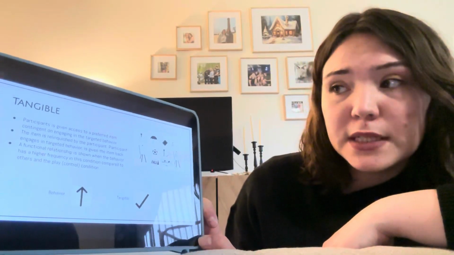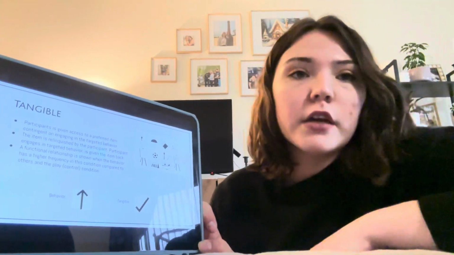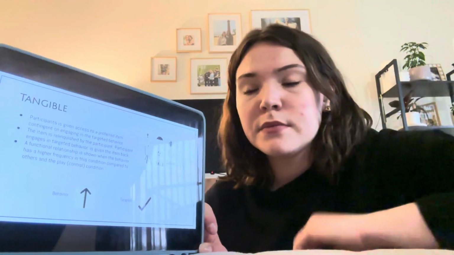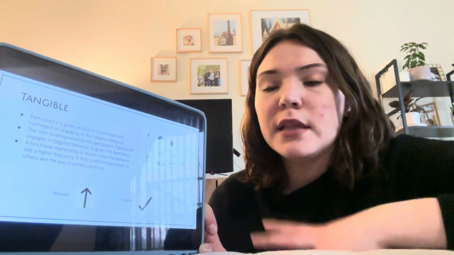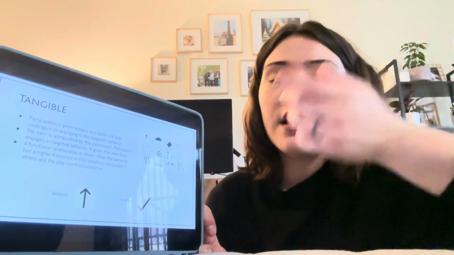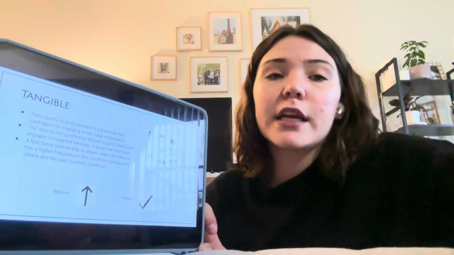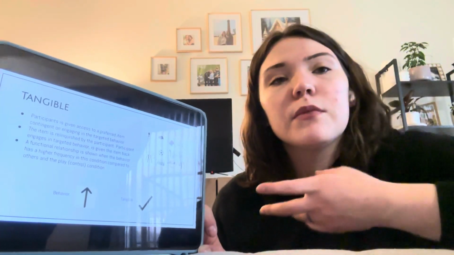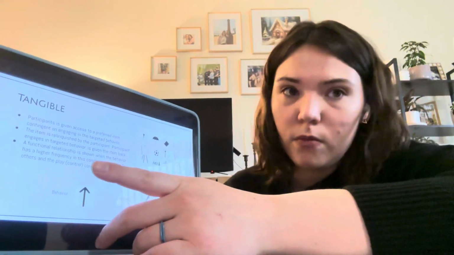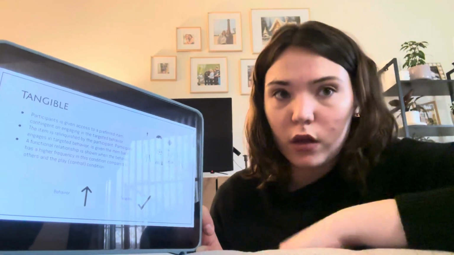Next up we have tangibles. So participants are given access to a preferred item contingent on engaging in the targeted behavior. So at the beginning, they're going to have 1 minute to play with that item as long as they want to. And then it's going to be relinquished by the client or taken by the therapist. And once the person engages in that targeted behavior, we're going to give it right back to them. So to show a functional relationship, the behavior you're targeting will increase when the access to the tangibles goes up.